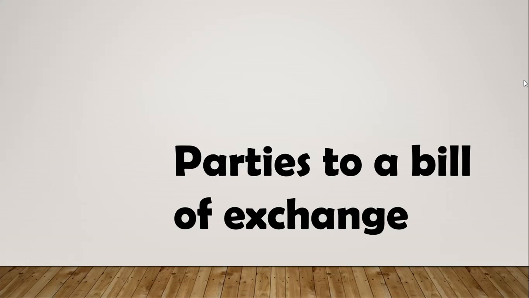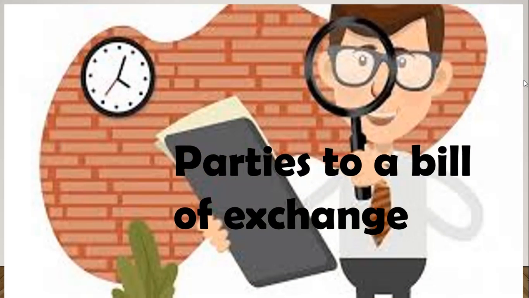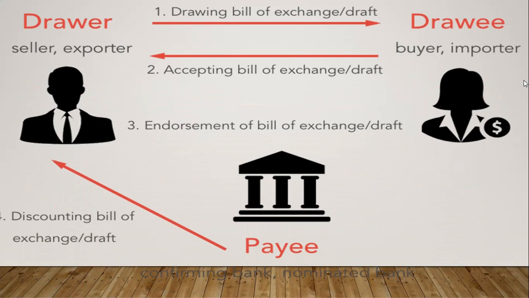Now, the parties to a bill of exchange. There are 3 parties to a bill of exchange: drawer, drawee, and payee. Drawer is the seller of the goods, drawee is the buyer of the goods, and payee is the person to whom payment is to be made. It can be the drawer himself, it can be a bank when we discount the bill from a bank, and when the drawer endorses a bill, then the endorsee is also payee.